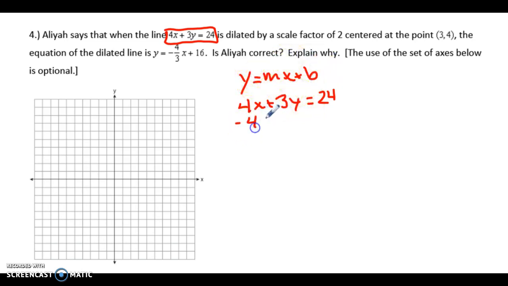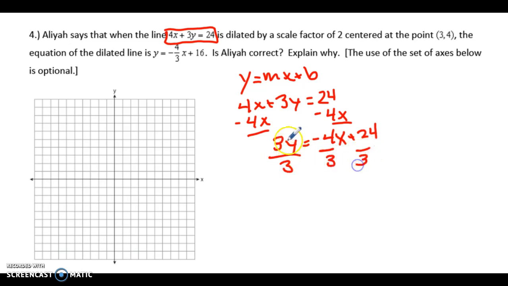First, I need to subtract 4x from both sides, and I would have 3y equals negative 4x plus 24, and then I would divide everything by 3. So I end up with an equation that looks like that. 24 divided by 3 is 8. So here's my equation.